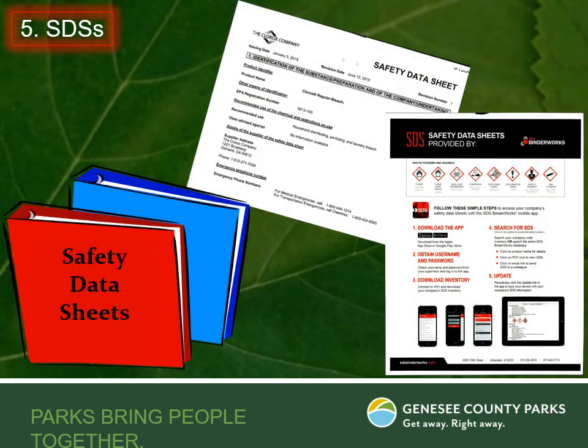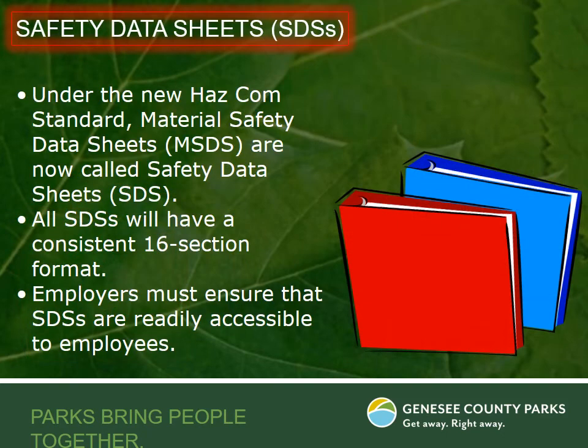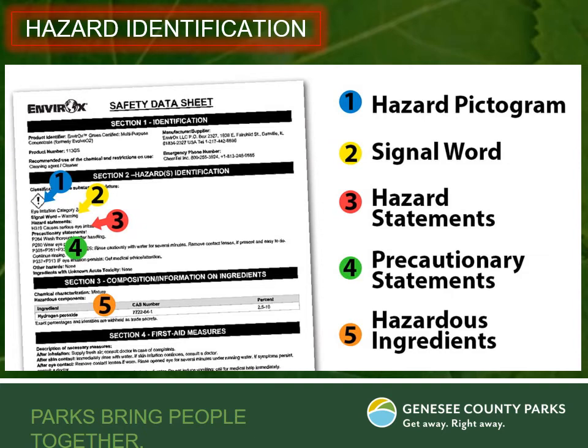The SDS sheets themselves used to be called MSDS sheets, and now they're called SDS sheets, safety data sheets. They have 16 consistent sections that are in the same order and provide the same information for every product manufactured. And these sheets have to be accessible to employees during their time at work. The safety data sheet includes all of the same information found on the label, including the hazard pictogram, signal words, the hazard statement, precautionary statements, and hazardous ingredients.